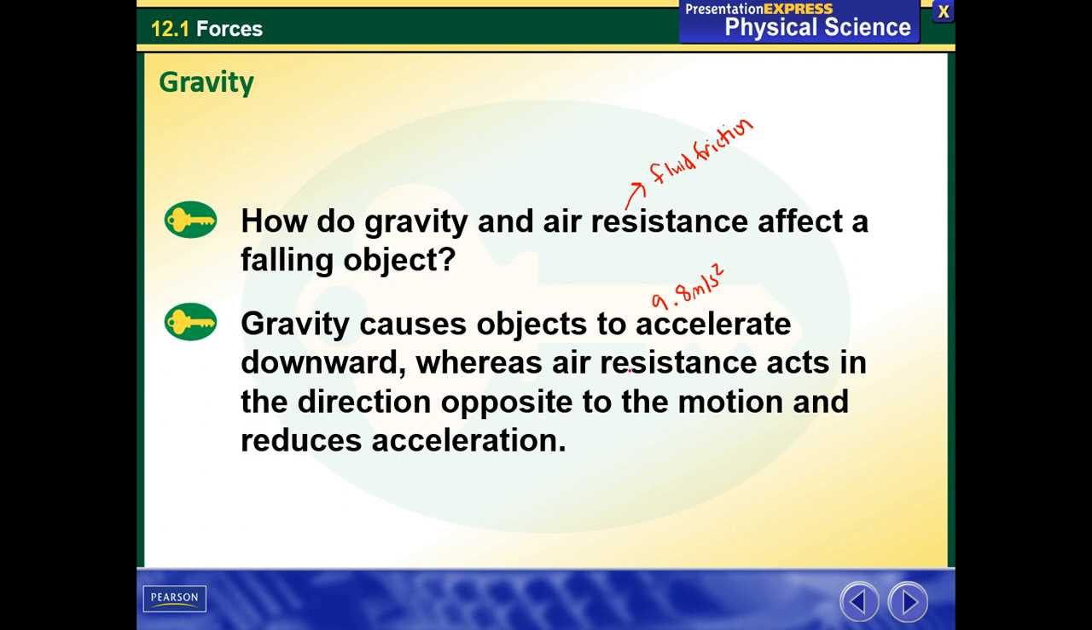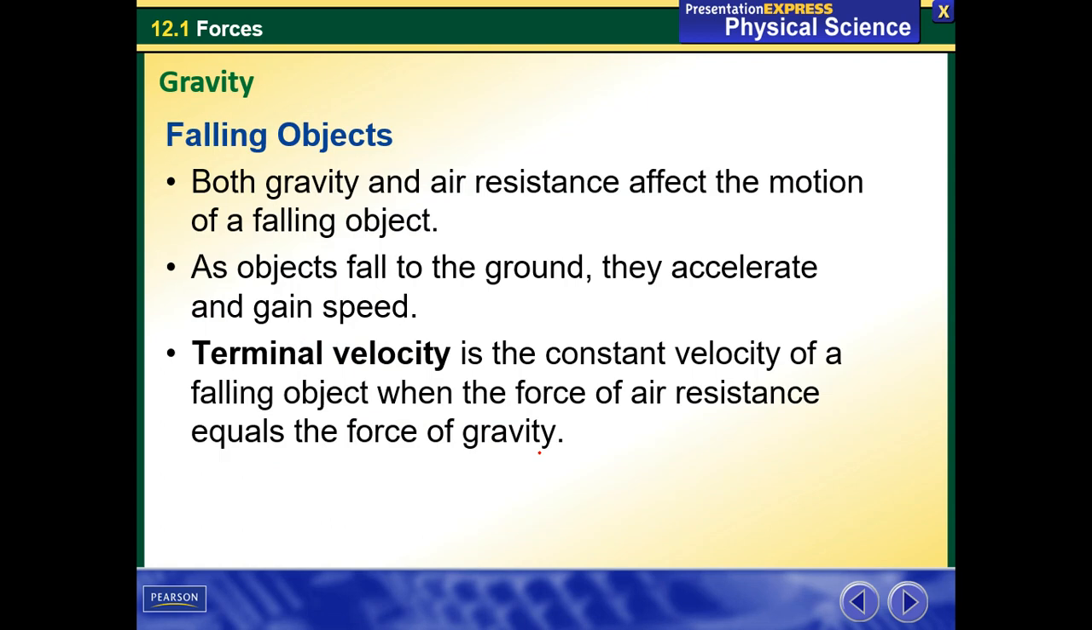Air resistance is a little bit different. Air resistance does not cause things to accelerate. In fact, it causes things to reduce acceleration. So this causes you not to fall to Earth as quickly. Both gravity and air resistance affect the motion of an object, but they do so in opposite ways. Remember, as objects fall to Earth, they are going to accelerate and gain speed. Again, this is all due to gravity.